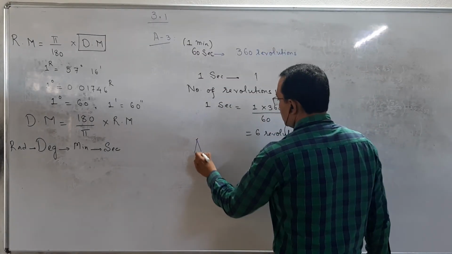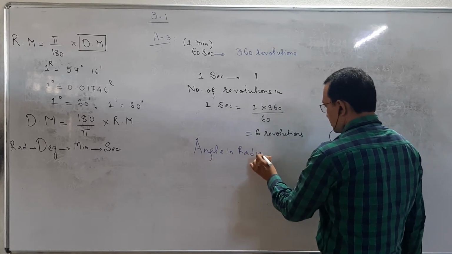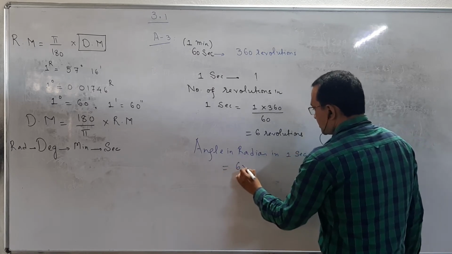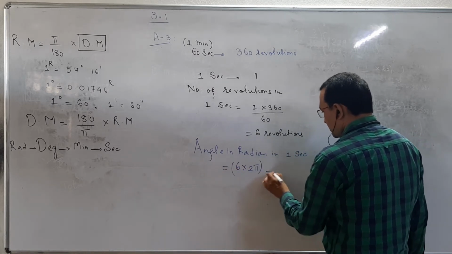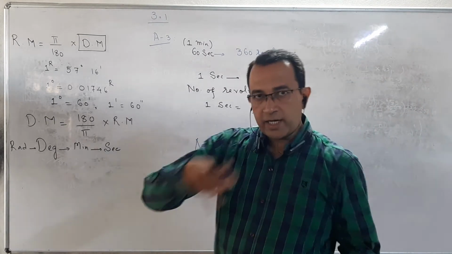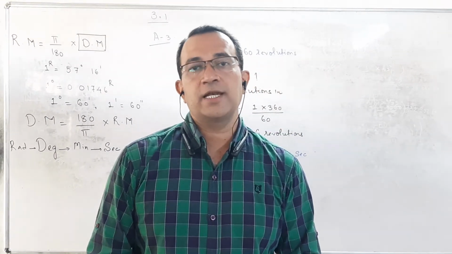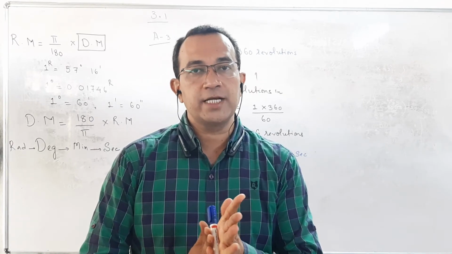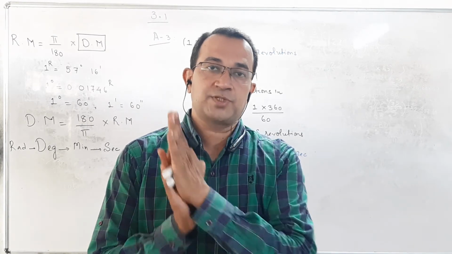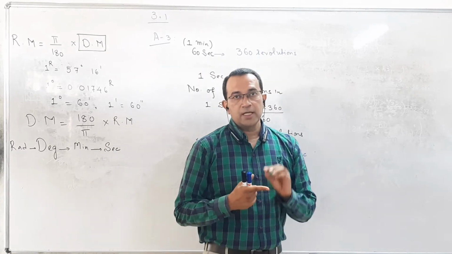So the angle in radians in 1 second will be 6 revolutions multiplied by 2 pi, and that is 12 pi radians. That's all. Because in 1 revolution or rotation, the angle is 2 pi. So in 6 revolutions, the total angle will be 12 pi radians. Students, one of the most interesting concepts. I hope all of you have understood carefully.